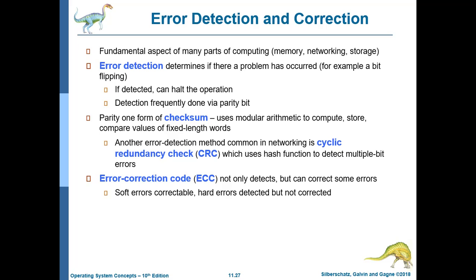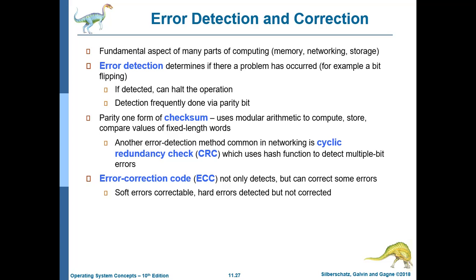Okay, next is error detection and correction, a fundamental aspect of many parts of computing, from memory to networking and storage. Error detection determines if a problem has occurred, for example a bit flipping. If detected, it can halt the operation. Detection is frequently done via the parity bit. Parity is one form of checksum. A checksum is any mechanism to check errors. It uses modular arithmetic to compute, store, and compare values of fixed-length words.